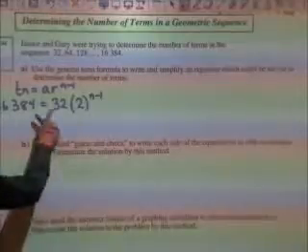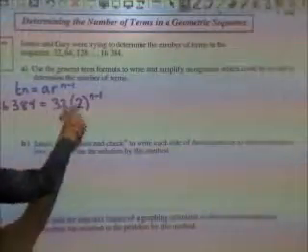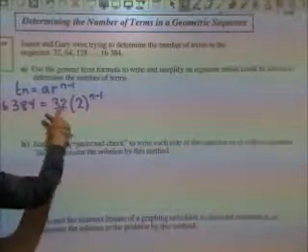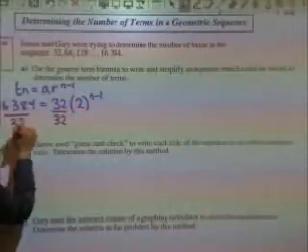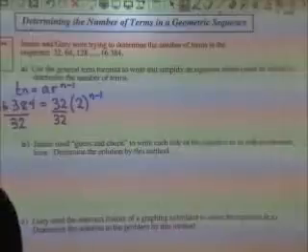Then what can I do at this point? Could I get rid of the 32 on this side? How? I wouldn't subtract it. Why divide? Because it's being multiplied. These two things are being multiplied, so to undo it, I have to divide. So if I take 16,384 and divide it by 32, what would I get?